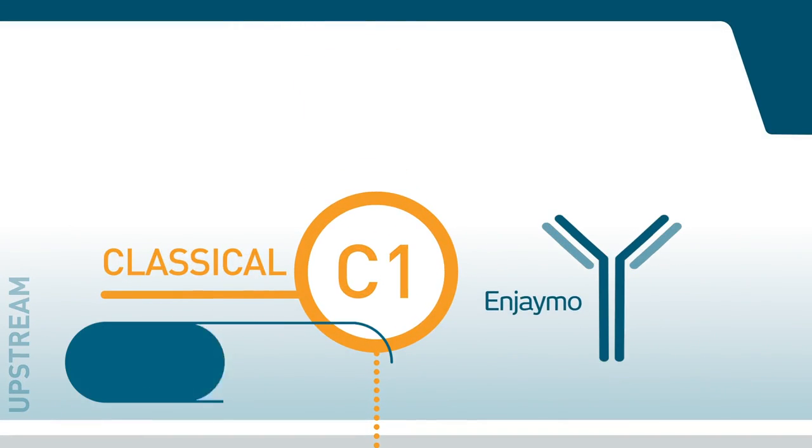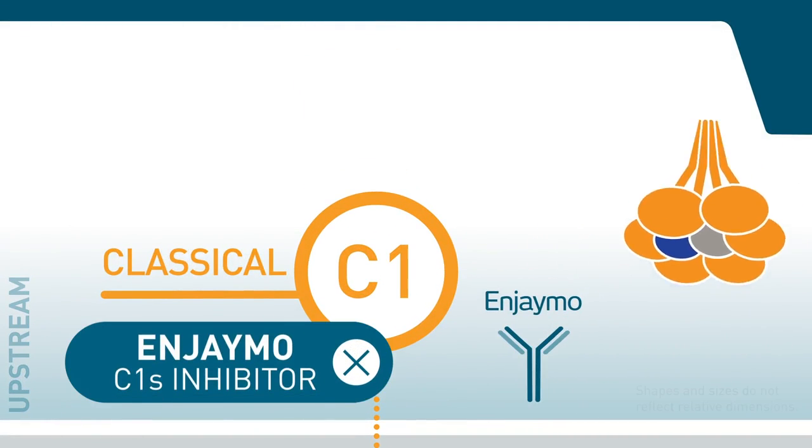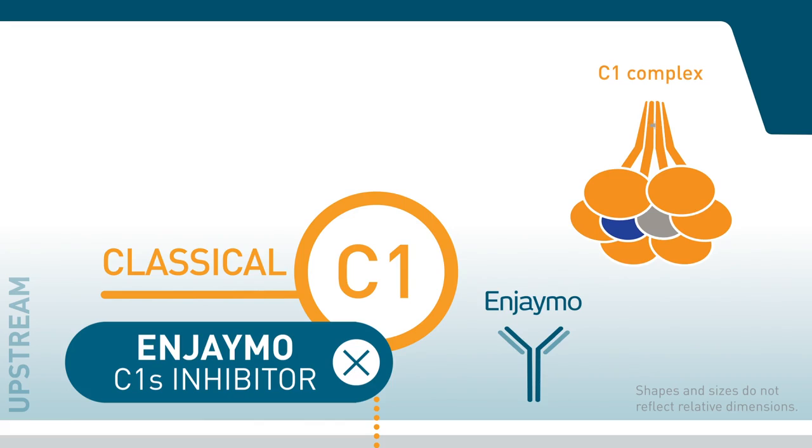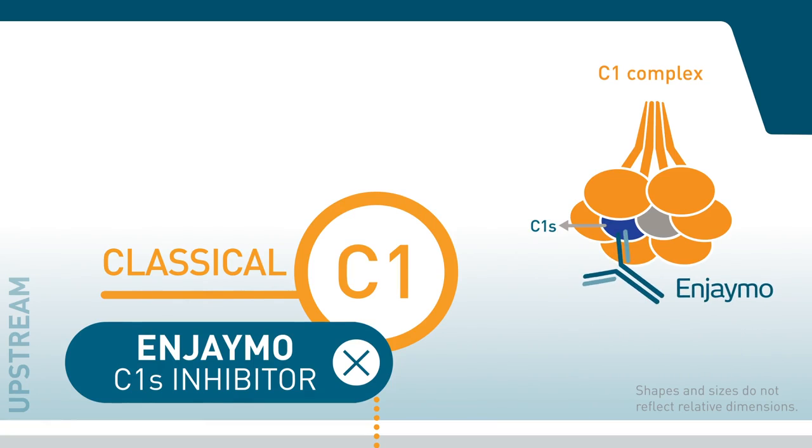ENJAYMO, a monoclonal antibody, targets the C1 complex, which is composed of the subcomponents C1q, C1r, and C1s. Specifically, ENJAYMO inhibits complement protein component 1, S subcomponent, or C1s, in the C1 complex. C1s is a serine protease responsible for activating the classical complement pathway.